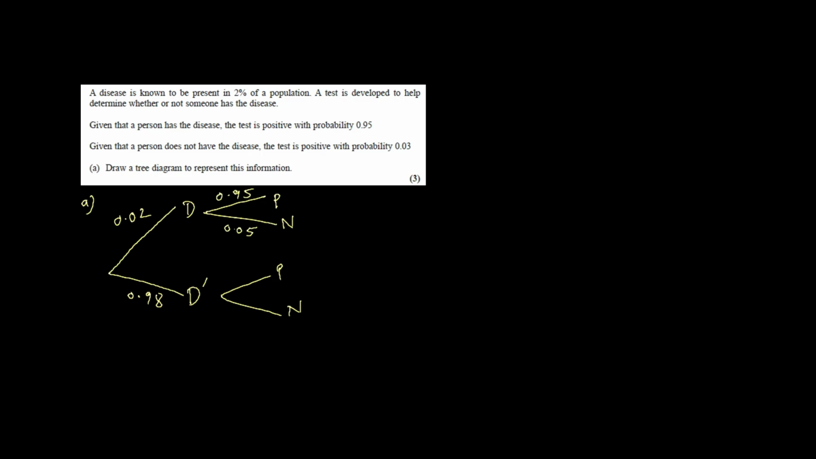Again, given that the person does not have the disease, this branch, the test is positive, so the positive test is still 0.03. So this would be negative, which is 1 minus 0.03, meaning 97% or 0.97. So we are set with the tree diagram. Now the next question.